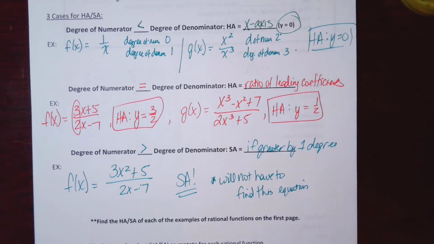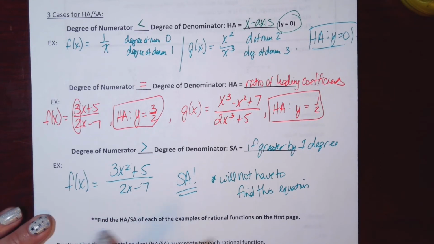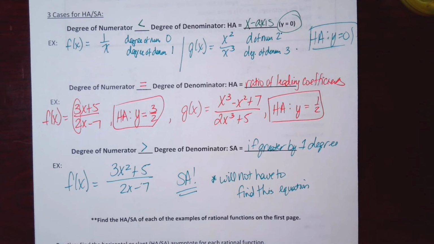You are in college algebra, rather than business college algebra, that's something that you have to do, but that's not something that we do in this course. All right, note: find the horizontal and slant asymptote of each of the examples from the first page.